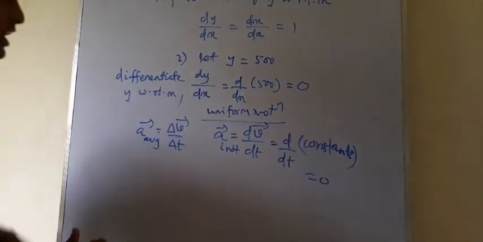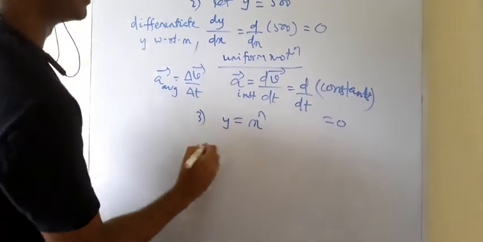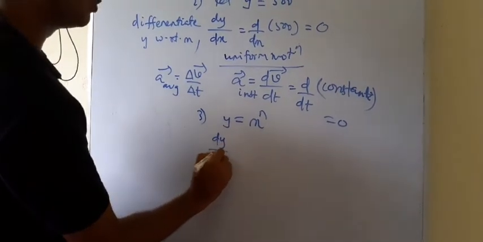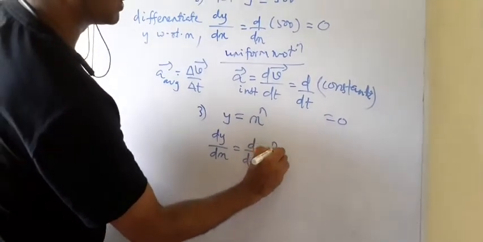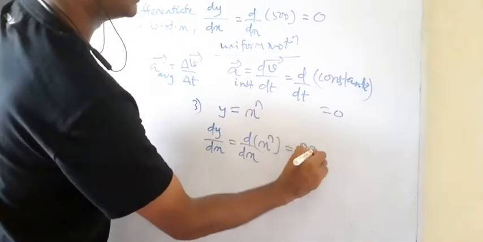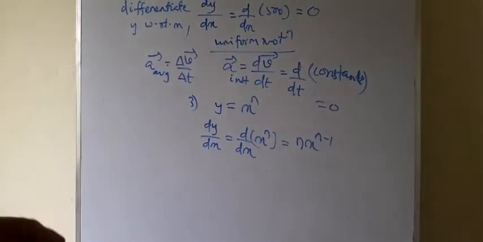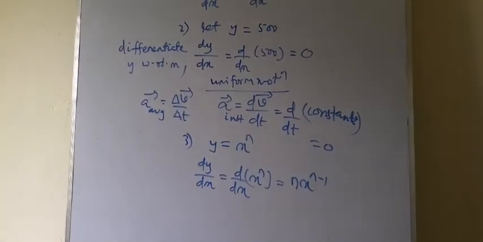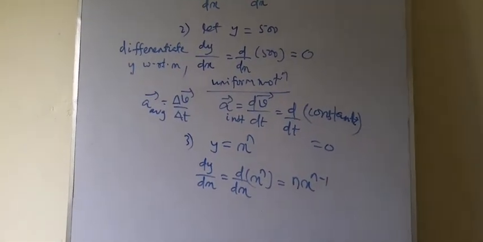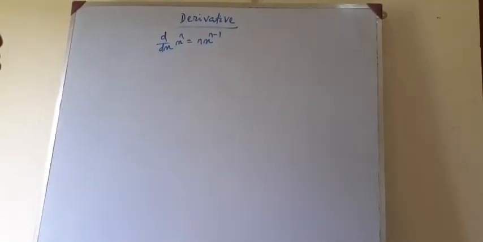Simple. Now third formula. If y equals x to the power n, then dy by dx equals d by dx of x to the power n, which equals n into x to the power n minus 1. Simple formula. So d by dx of x to the power n is n into x to the power n minus 1.